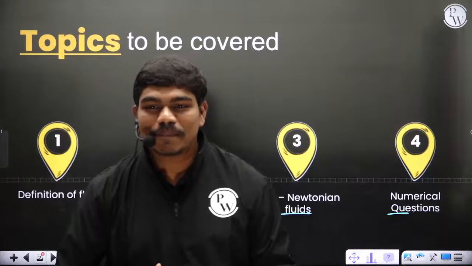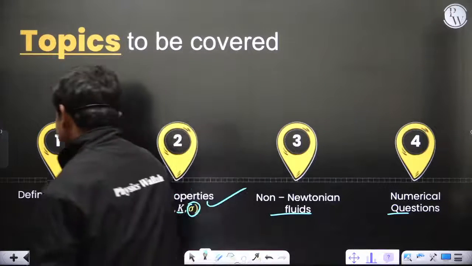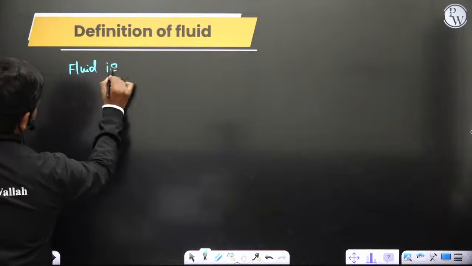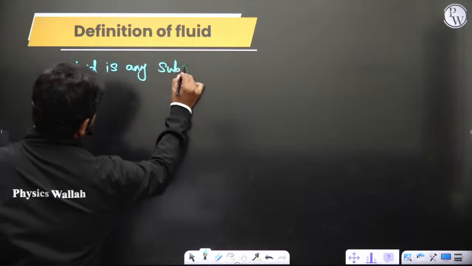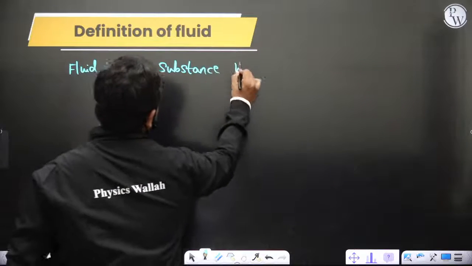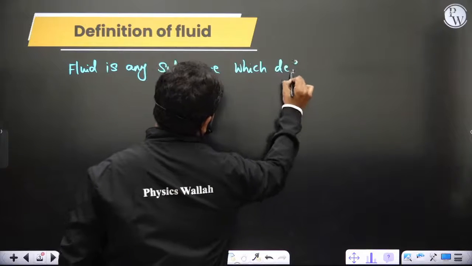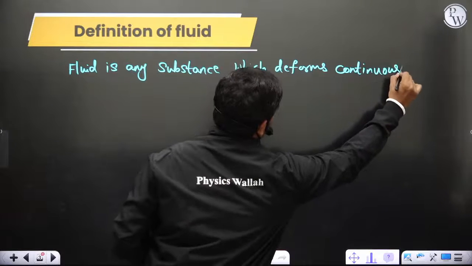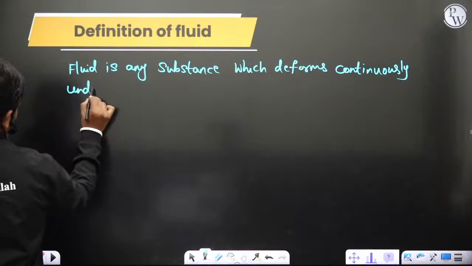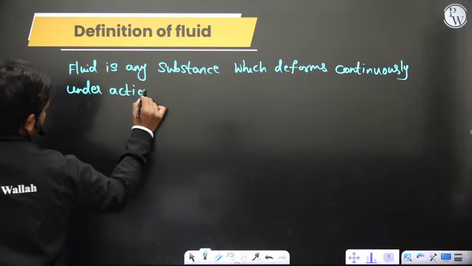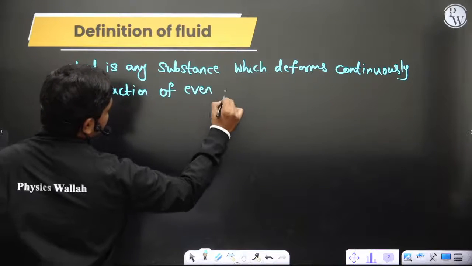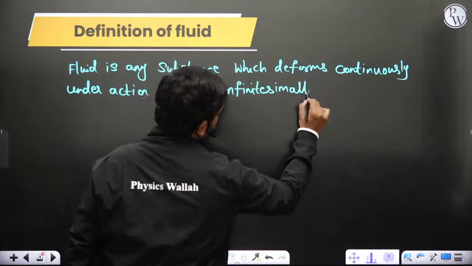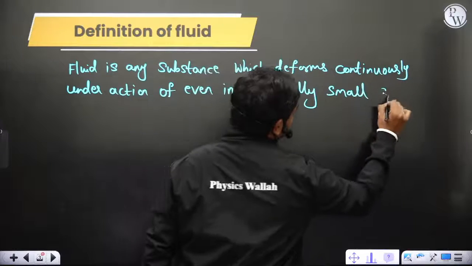We'll solve. Okay, now let us see basically the definition of fluid. So fluid is any substance which deforms continuously under action of even infinitesimally small shear stress.